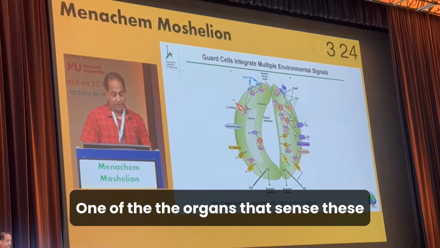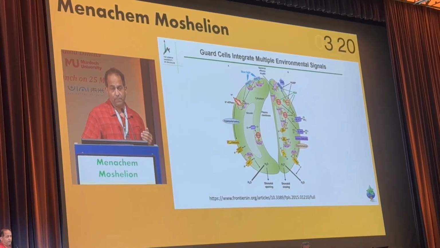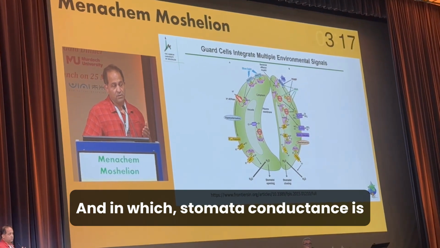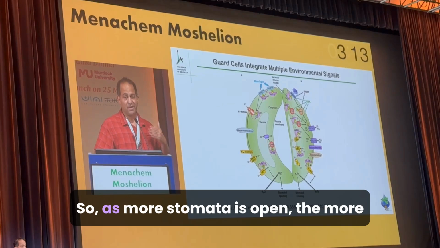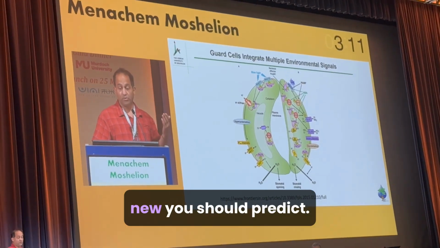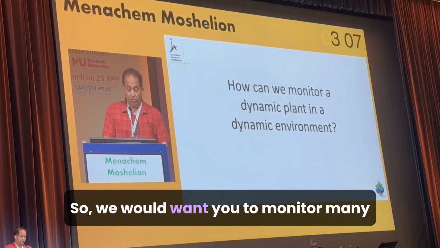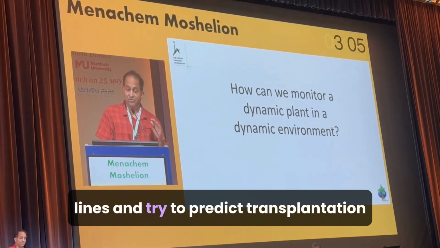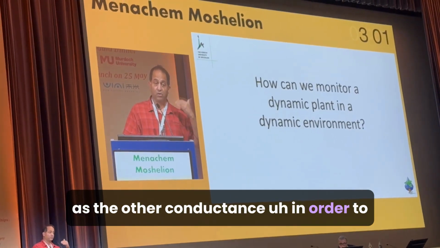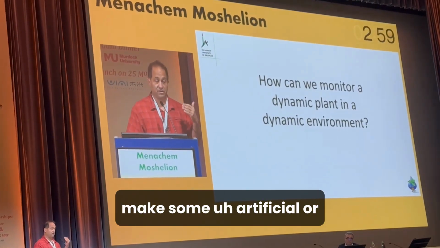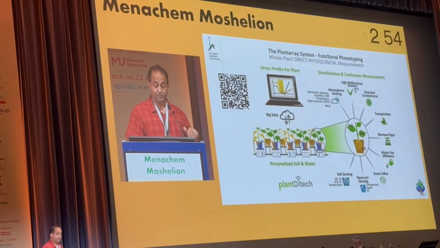One of the organs that sense these changes the most is the stomata. And in wheat, stomata conductance is one of the best traits to yield. So as more the stomata is open, the more yield you should predict. So we wanted to monitor many lines and try to predict transpiration and stomata conductance in order to make some artificial or AI models to predict transpiration.